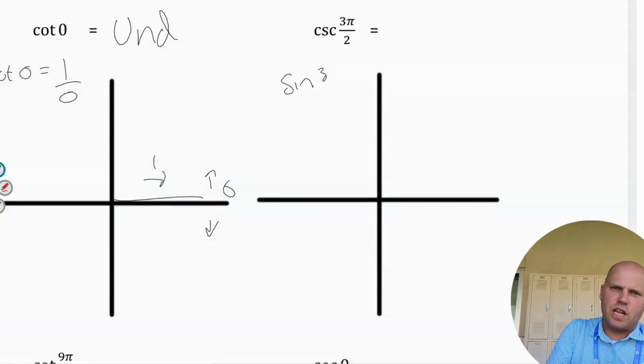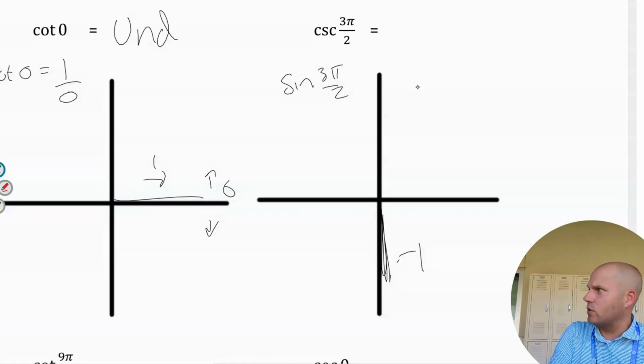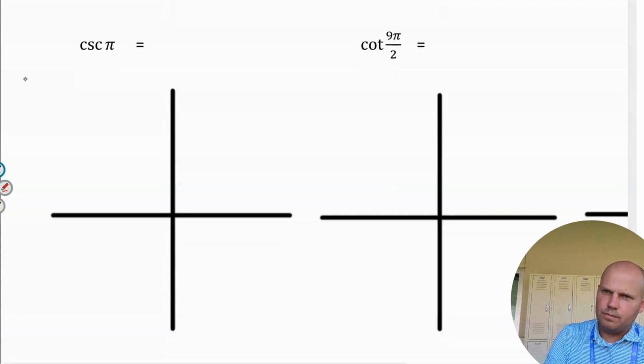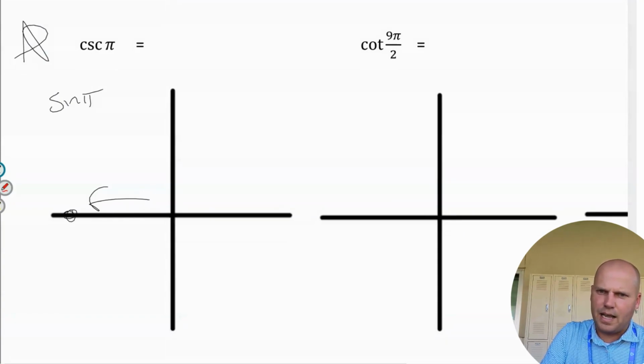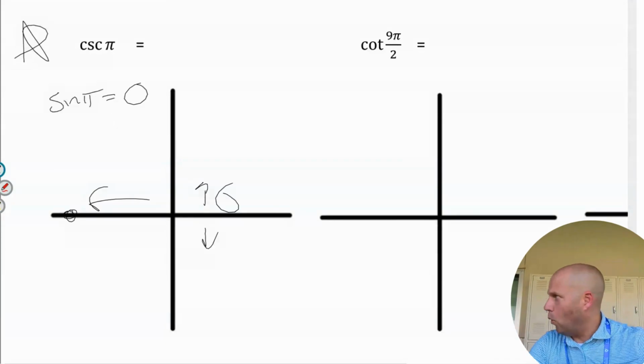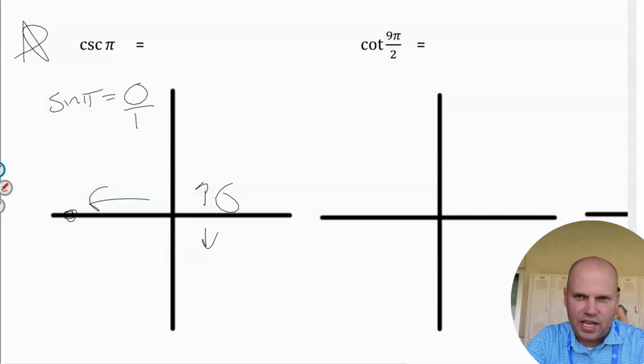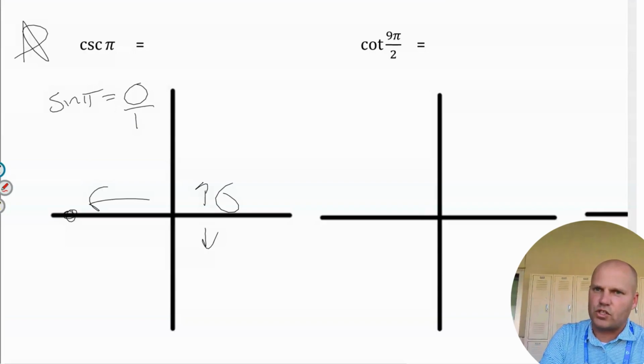Sine of 3 pi over 2 is -1. I go down 1 at 3 pi over 2. Flip it. You still get -1. Here's a good one. What is the sine of pi? Well, here's pi. I don't go up or down at all when I go over to pi. So the sine of pi is 0. What happens when you flip 0? Well, think about putting a 1 underneath anything and then flipping that. It becomes 1 over 0, which is undefined.